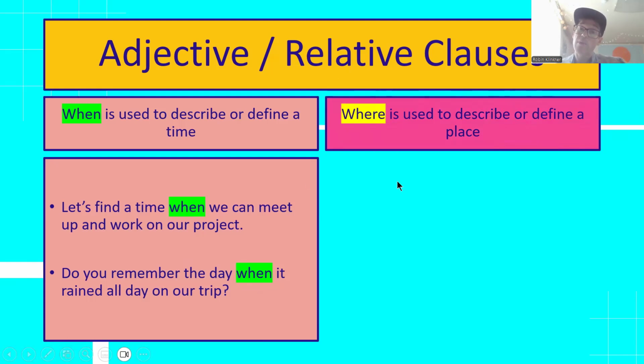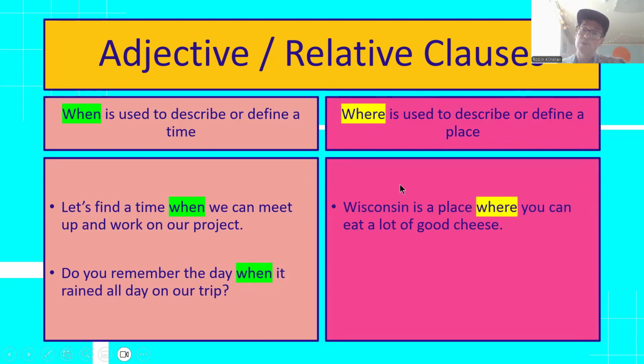Where is used to describe or define a place. Wisconsin is a place where you can get a lot of good cheese. I'm looking for a place where I can charge my phone. So to make adjective relative clauses, we add where plus the clause.